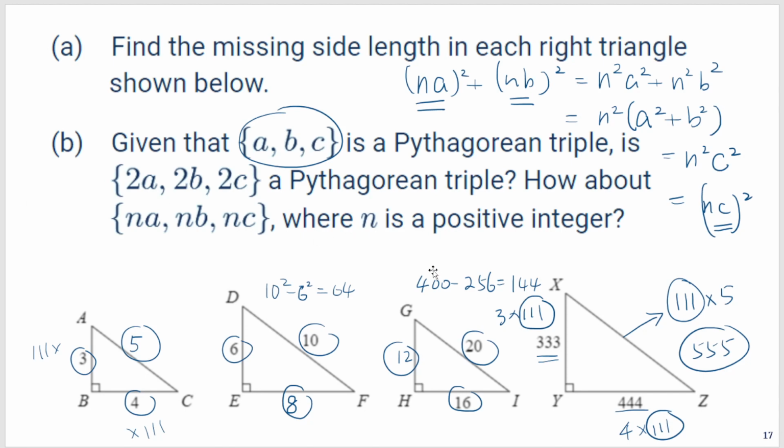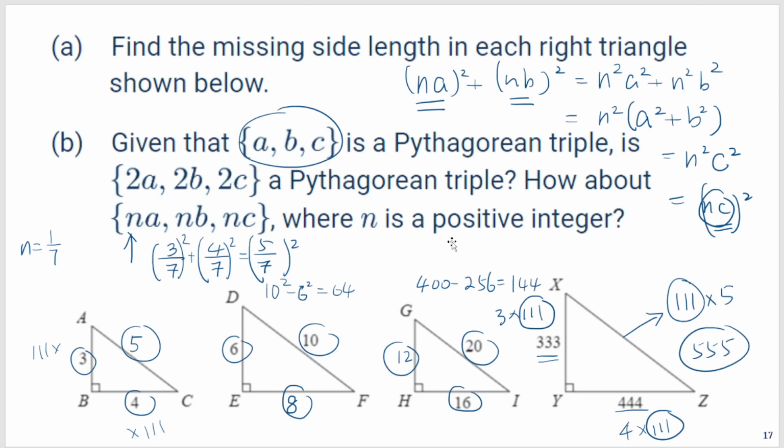Well, actually, n does not have to be an integer, right? Suppose it's a real number, then we still have the same result. The new numbers NA, NB, and NC are also a Pythagorean triple. You see that? For example, if n equals 1 over 7, then the new three numbers are 3 over 7, 4 over 7, and 5 over 7, right? We can still prove that the first number squared plus the second number squared equals the third number squared. Did you get it?